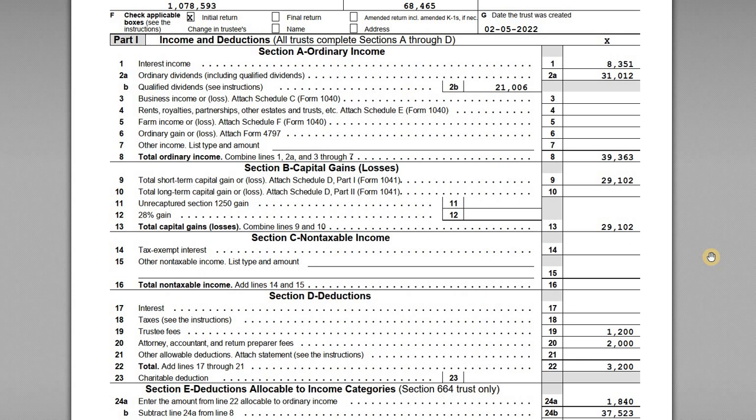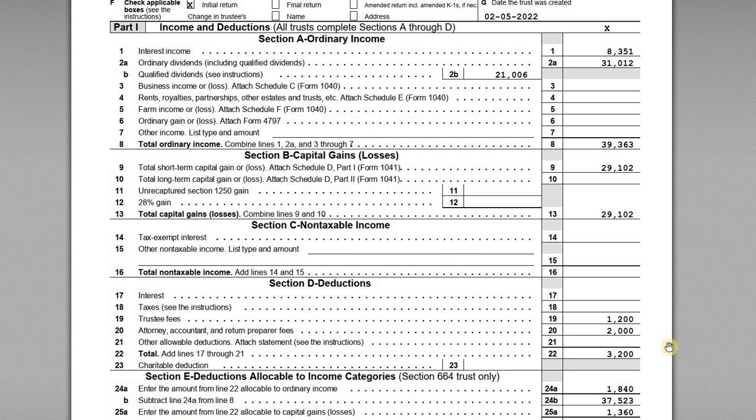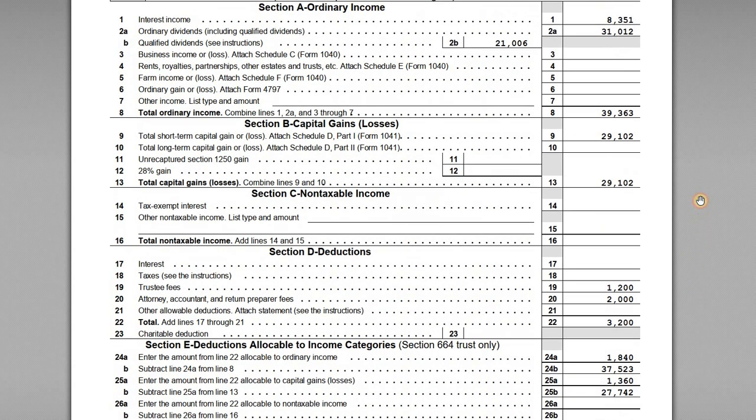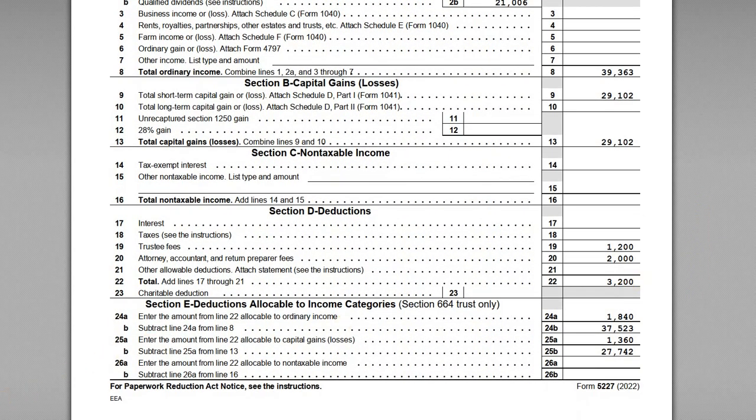But in most cases, that's really not going to be the case, right? You can't necessarily say that, well, the trustee fees, the $1,200, we want to allocate that all to ordinary income, none to capital gains. It's like, okay, well, if you're doing that, why? How did you come up with that kind of allocation? And in most cases, you're not going to be able to do that. And so that's why you generally just prorate those deductions across the income.